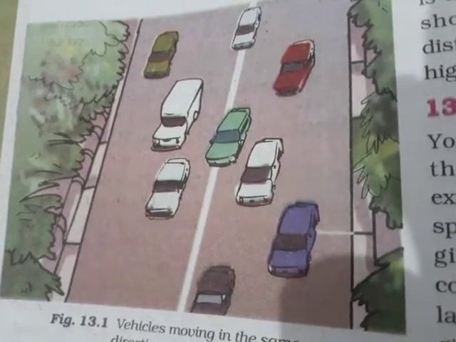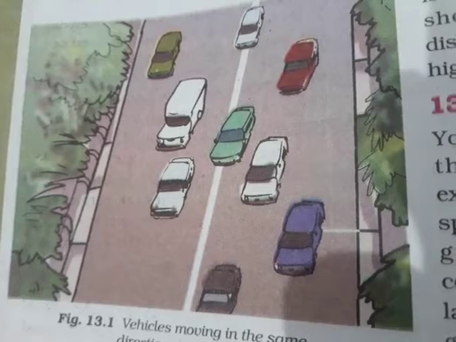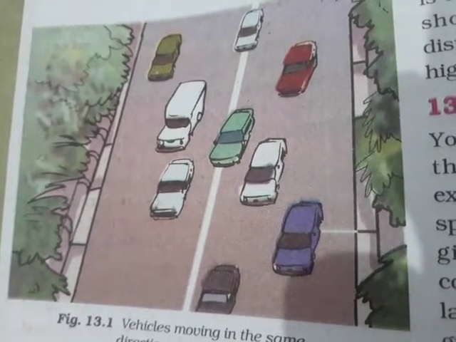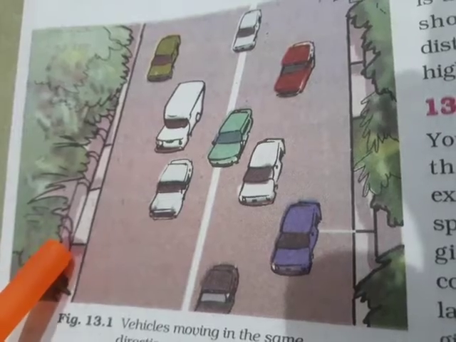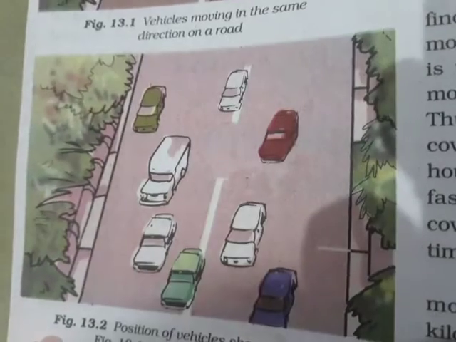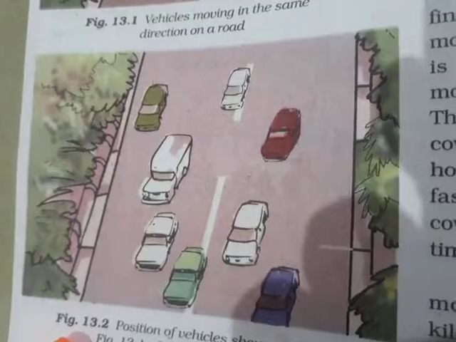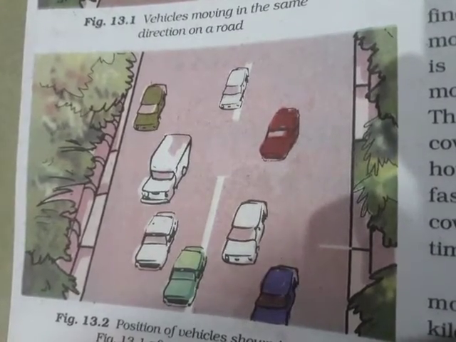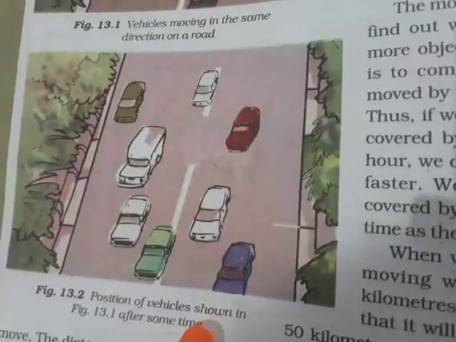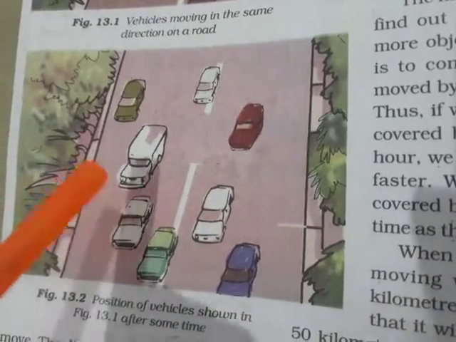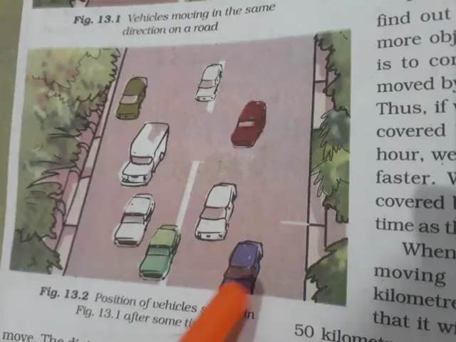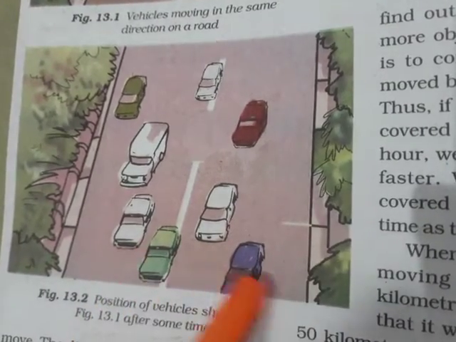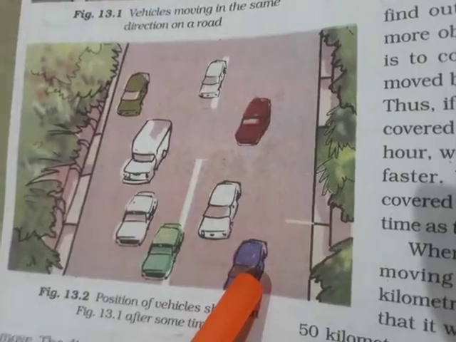The motion may be slow or fast. This diagram is showing vehicles moving in the same direction on a road. This diagram shows the position of the vehicles after some time. Those vehicles moving faster come in the forward direction. The speed of these cars is fast.